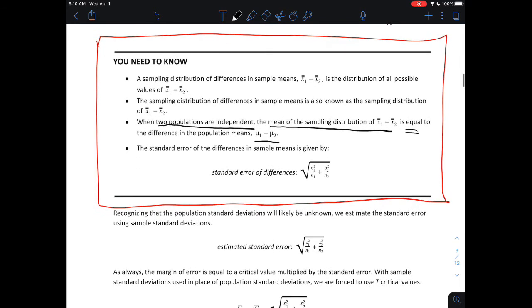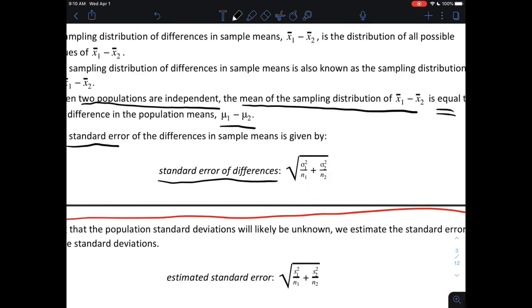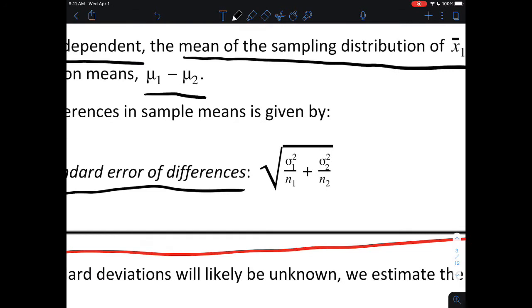The standard error, something else that we need, of the differences in sample means is given by this formula. The standard error of differences is the square root of, and if we zoom in on this, two fractions. The first fraction has sigma sub 1 squared divided by n1. Sigma stood for population standard deviation, but when we square it, that gives us the variance. So it's the variance for population 1 divided by sample size 1, plus the variance for population 2 divided by sample size 2.